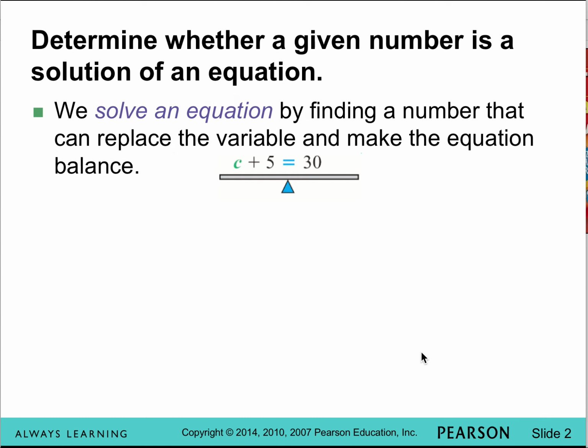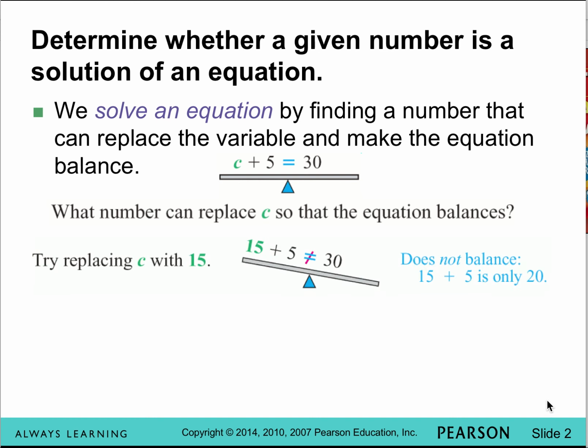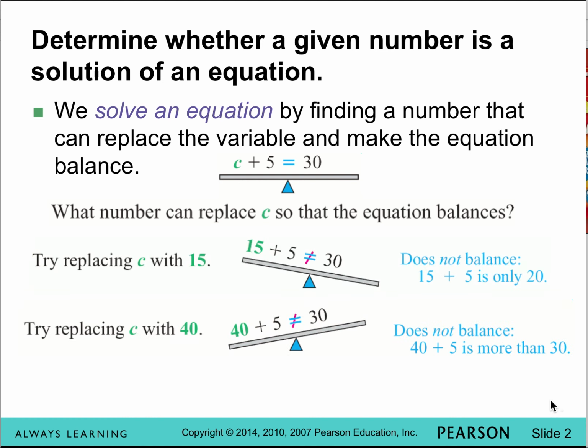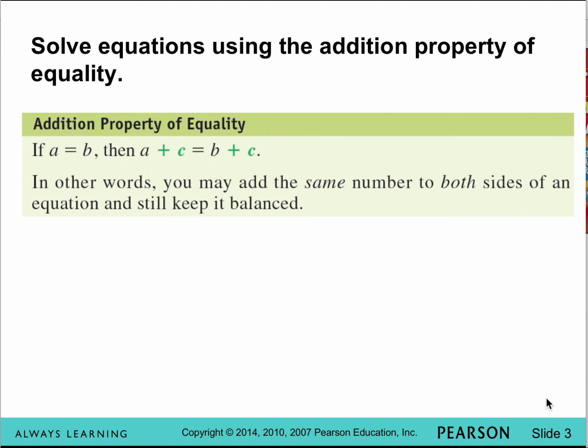Okay, so to solve an equation, we're trying to find a number that we can replace the variable with that will make this balance. Maybe we can tell from just looking at this that C should be 25 because 25 plus 5 would be 30. Okay? And they're just trying to replace it with different numbers until they find the exact one. We don't want to just go around guessing, so let's see if we have a method.